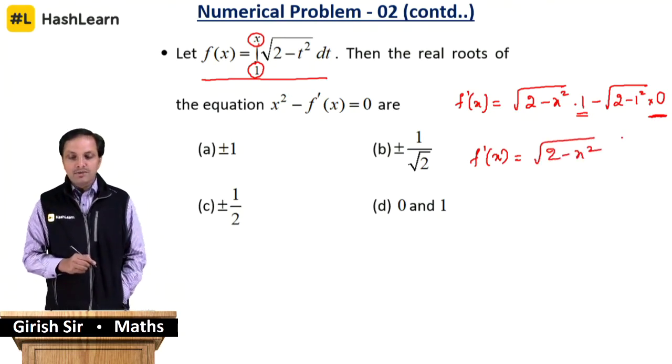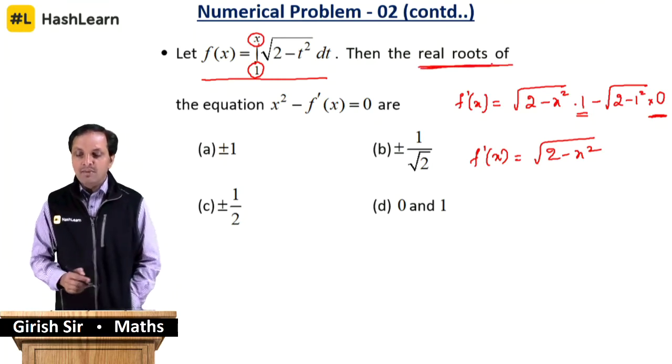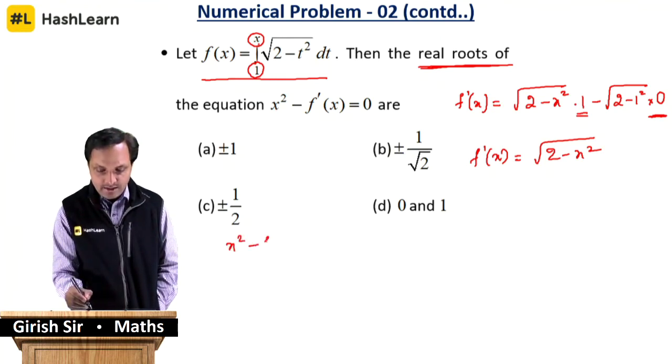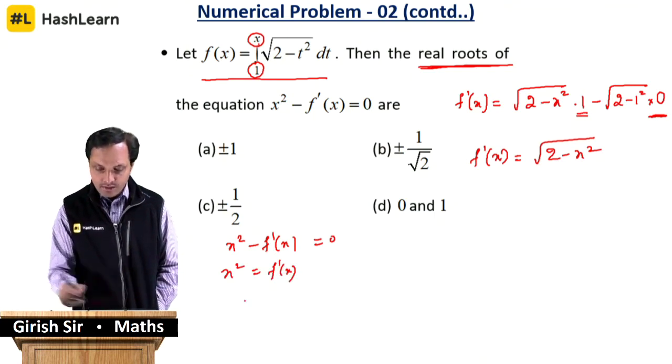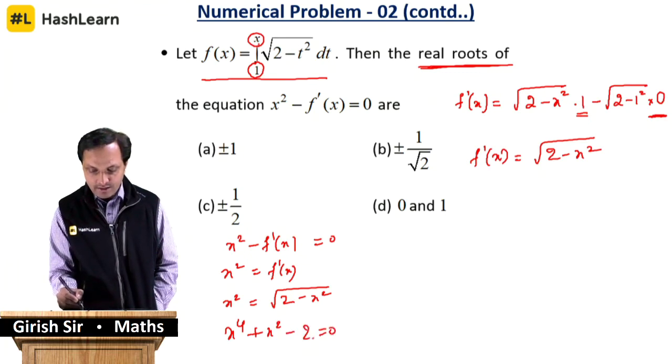So they are asking you to find the real roots. Let us find the real roots now. Here they have given x square minus f dash of x is equal to 0. So x square is equal to f dash of x. So x square is equal to root 2 minus x square, and this becomes x power 4 plus x square minus 2 is equal to 0.